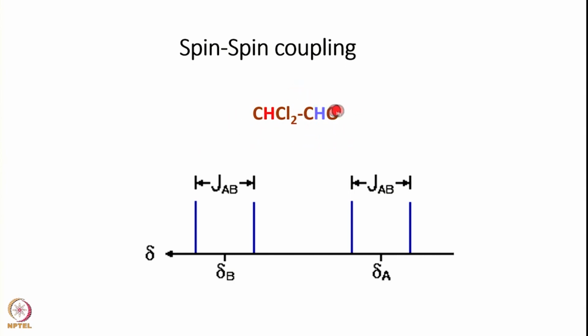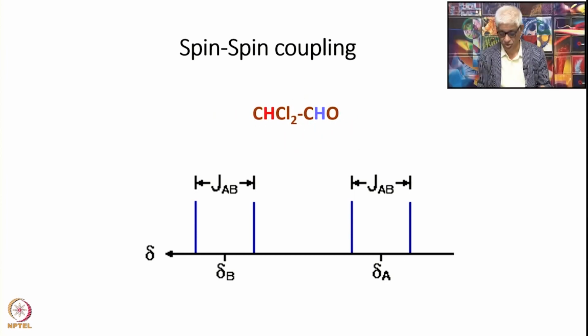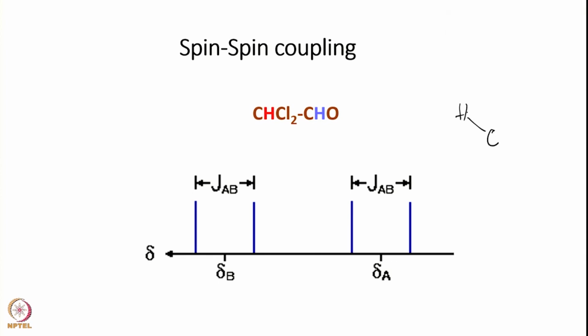Suppose I take this CHCl2 and CHO, this proton and this proton, they are separated by 3 bonds. Okay. So let me write here C, let us say CH, okay, this is this molecule, right. So now you have this proton, and here you have Cl. These two protons interact with each other because they are magnetic moments, they are magnetic dipoles. Therefore, they interact with each other directly through space.